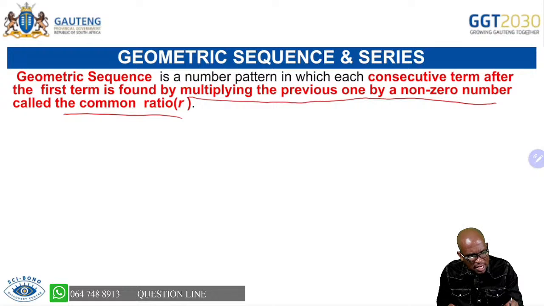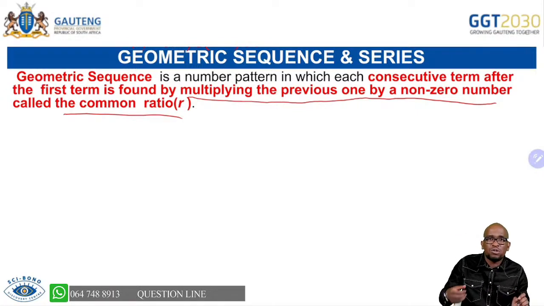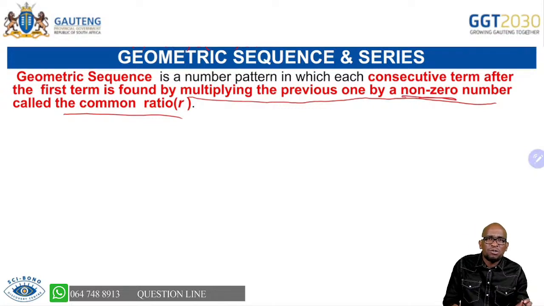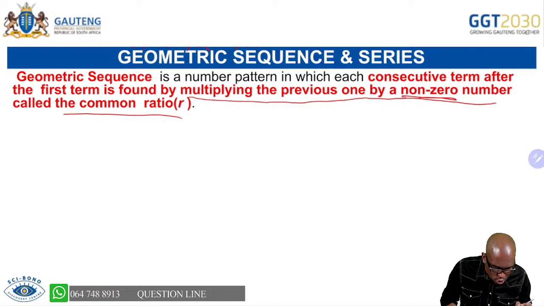So if you have A and you want to move on to the next term, you multiply by the ratio R. You want to move to the next term, you multiply by the ratio R again, which means that this becomes AR squared, AR cubed, and so on. You multiply by a non-zero number called the common ratio or the constant ratio.